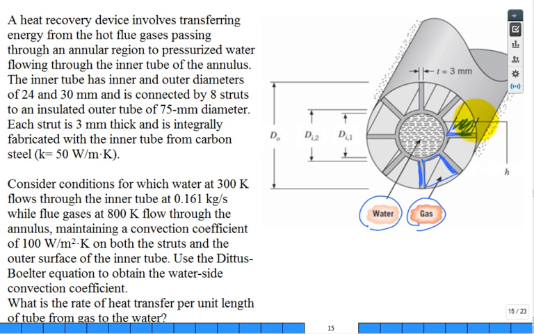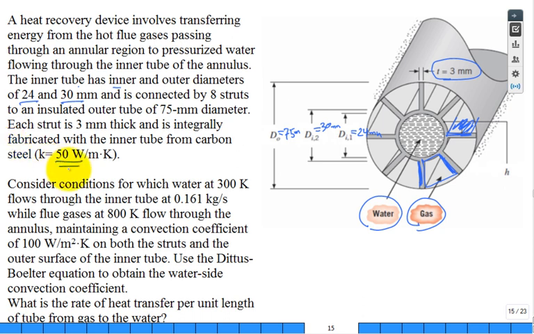So the hot gases, let's take a look. They give us dimensions. The inner tube has inner and outer diameters of 24 and 30 millimeter. So this one is 24 millimeter. This is 30 millimeter. And the insulated outer tube is 75 millimeter. And this is all insulated. They're showing it with this illustration. And each strut has a thickness of 3 millimeter and is integrally fabricated with the inner tube from carbon steel.